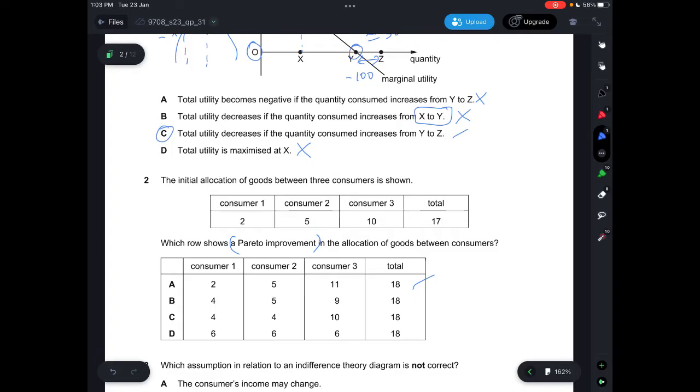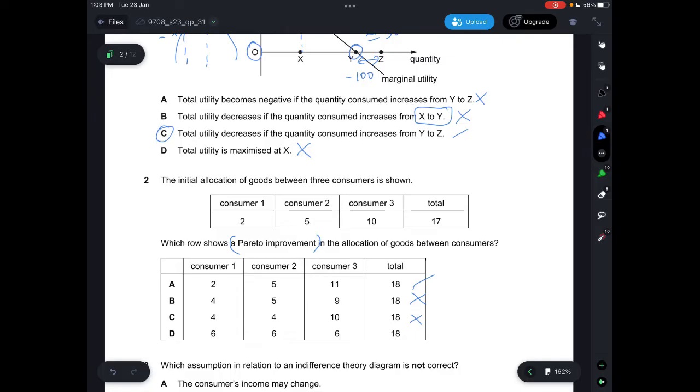So for B, you can see consumer 1 consumes 4 of that good, consumer 2 consumes the same, but there's a drop from 10 to 9 for consumer 3, therefore B is incorrect. Now for C, consumer 1 consumes from 2 to 4, and then for consumer 2, there's a drop from 5 to 4, therefore answer is not C. Consumer 3 is the same, so for this one, it's a drop from 5 to 4 for consumer 2, so that's why there's no Pareto improvement.